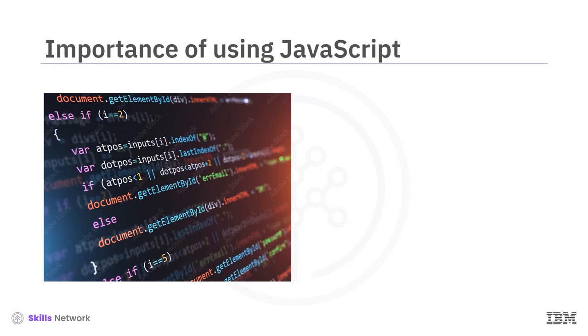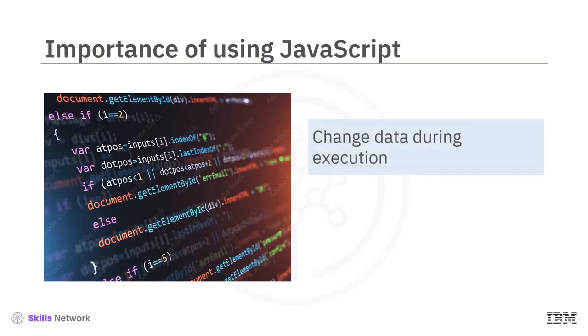JavaScript's dynamic typing allows variables to change data types during execution, making it a versatile language. Understanding these data types is crucial for effective JavaScript programming, as it helps in working with different kinds of data and performing various operations on them.